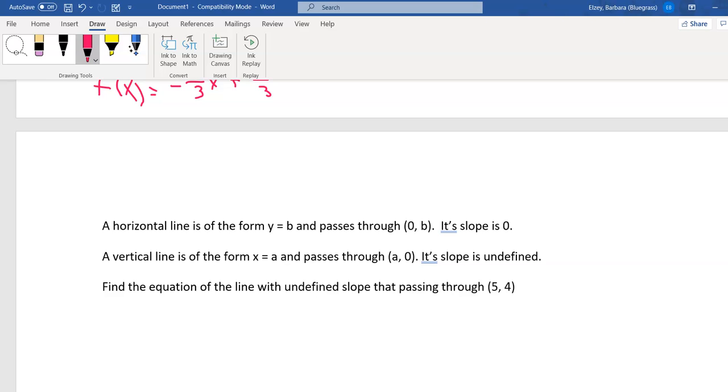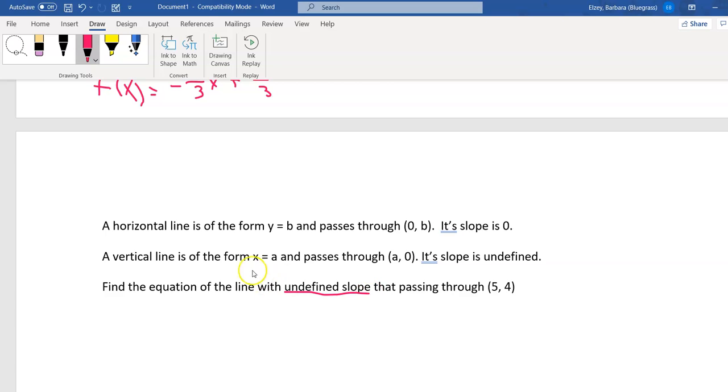Okay. So let's look at this question. Find the equation of the line with undefined slope and that really should say passes through (5, 4). All right, so anytime we have undefined slope or 0 slope, we are looking at either a horizontal or vertical line, and our equation is much easier to find, and we don't have to use the point slope equation. So let's go ahead and find this the easy way.